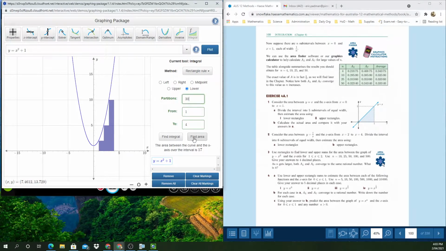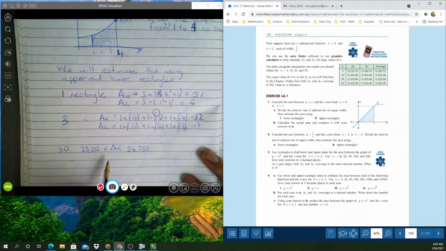If you use 30 rectangles, the lower, I'm just going to put this in my notes as well. So the area is between 23.2255. For the purpose of this, I'm going to hold on to those numbers because we're going to get close to a particular value. And if we go with the upper, we get 24.755. I'll put that in my notes. Let's go back to that. So with 30, that's where we are at this point.